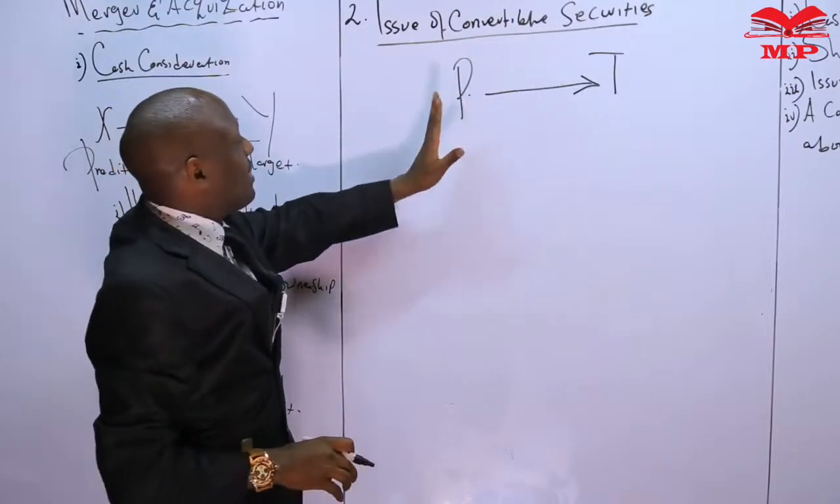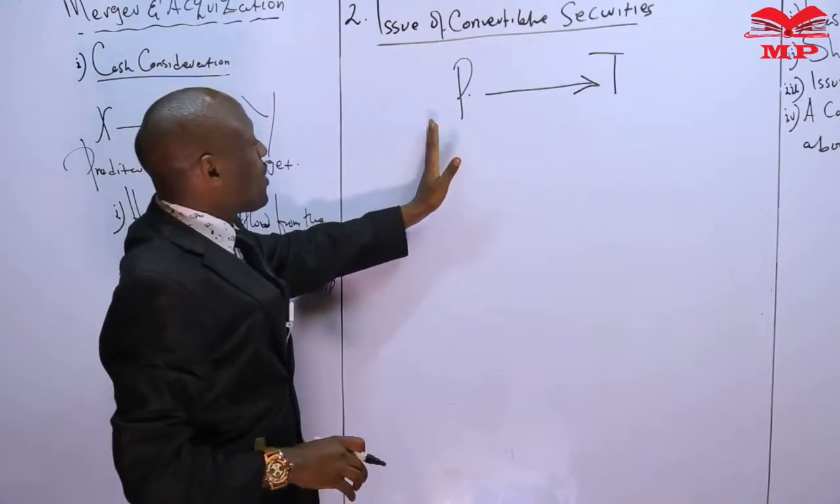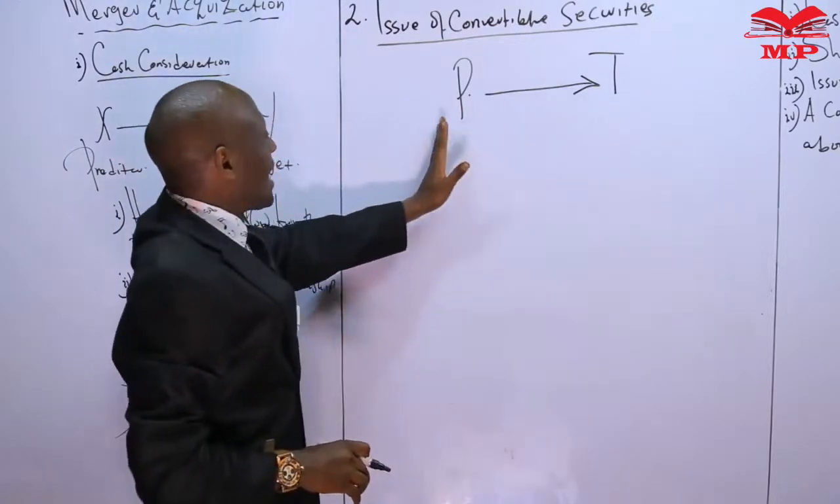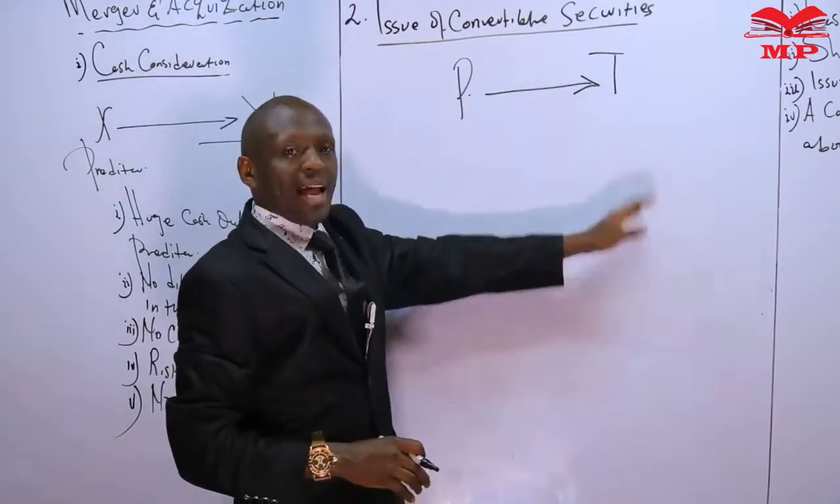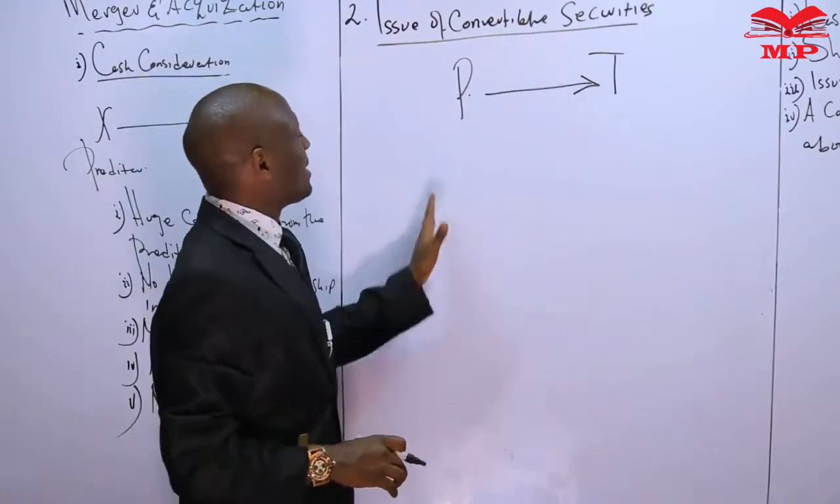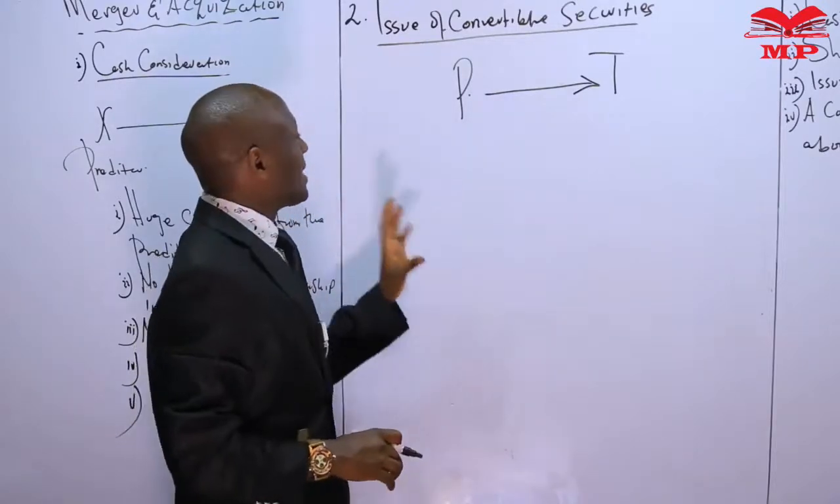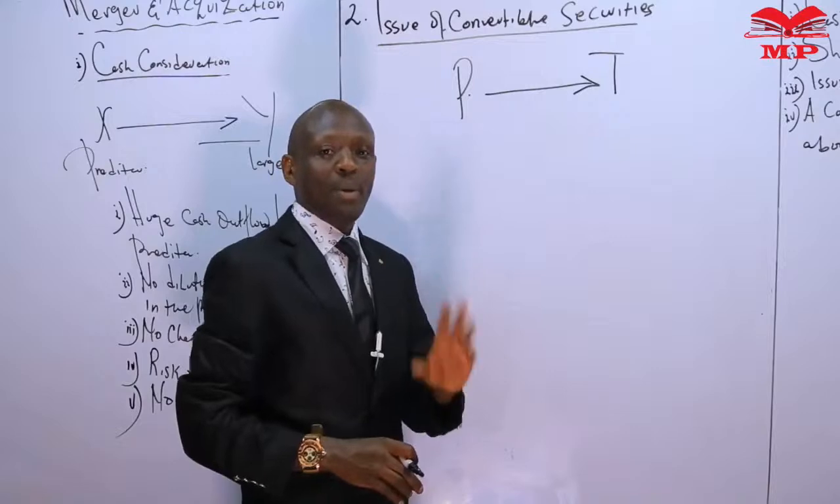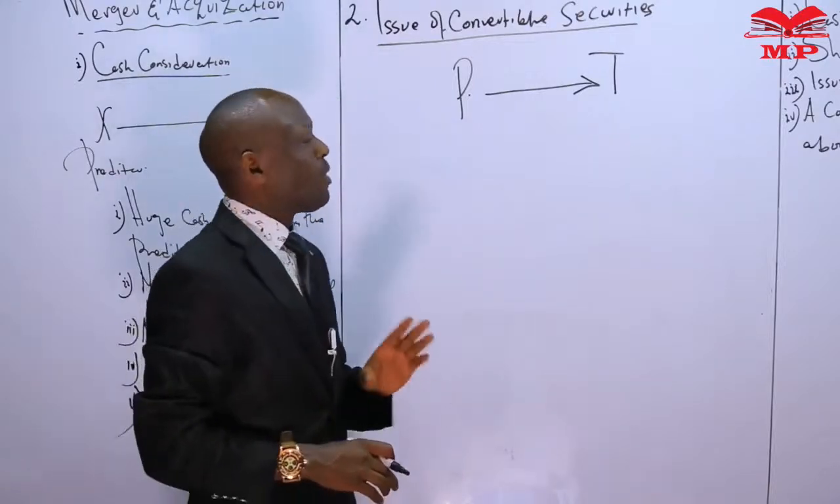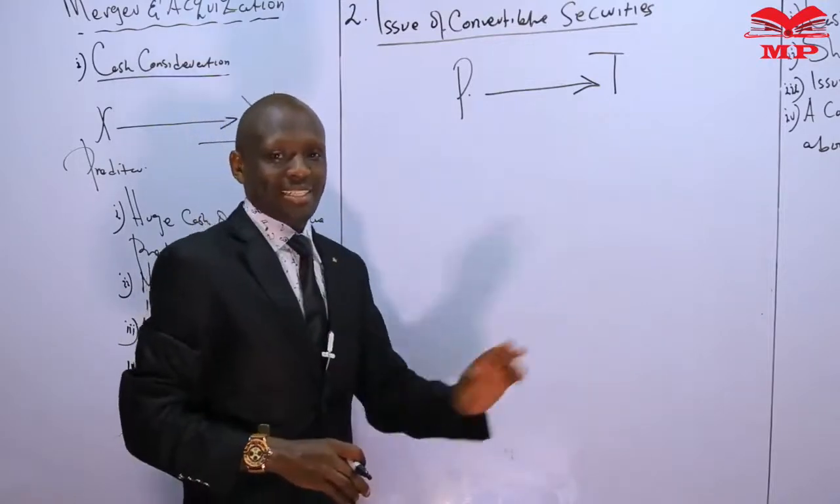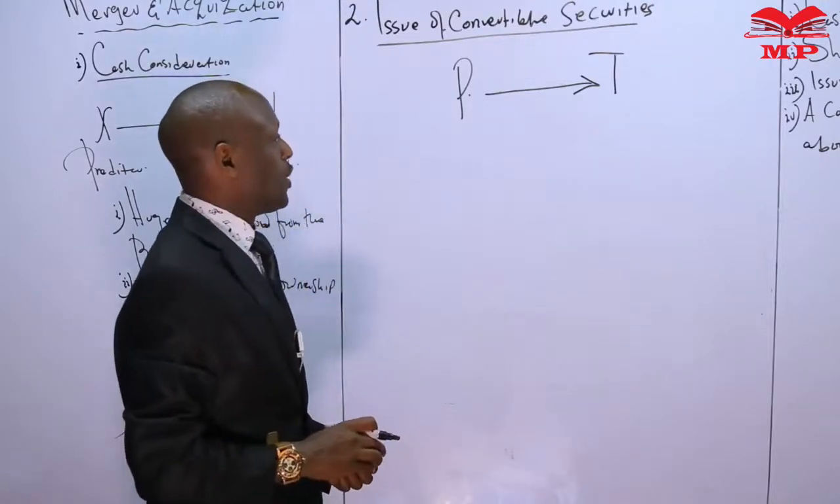So they are entitled to preference dividend at the end of the year, they are entitled to interest at the end of the year. In case they are issued with preference shares, they will be paid preference dividend. In case they are issued with loan stock or debentures or any other form of debt that attracts interest, they will be paid interest at the end of the financial period.